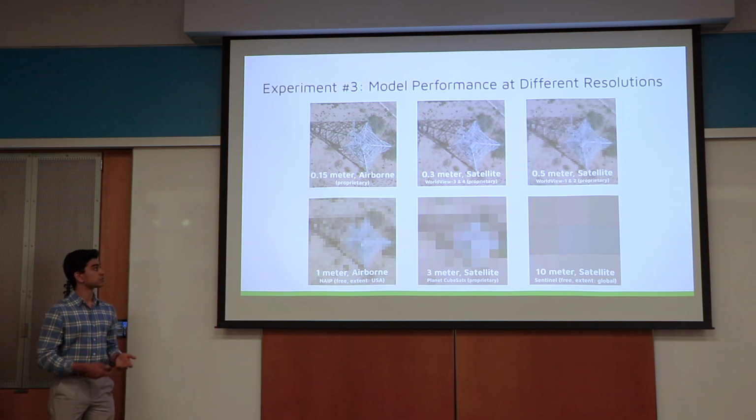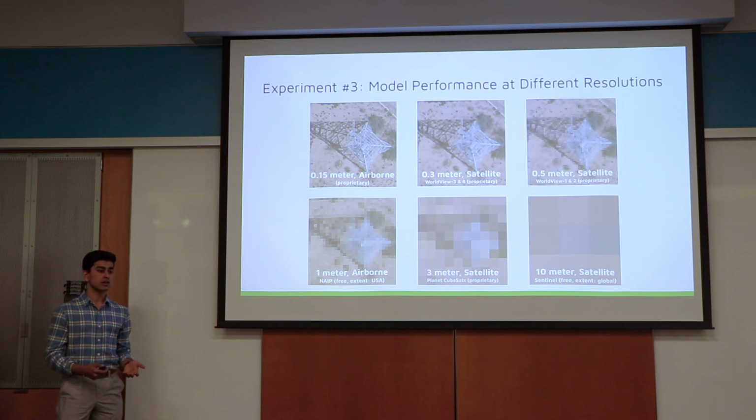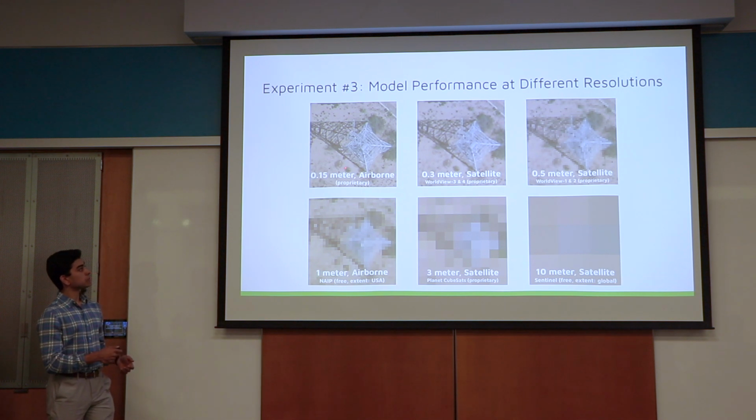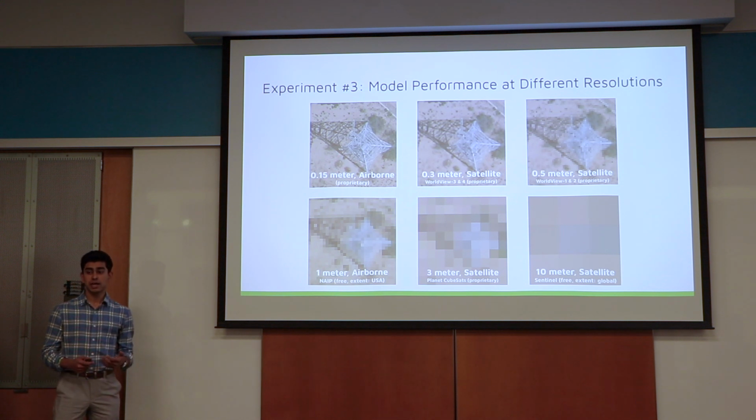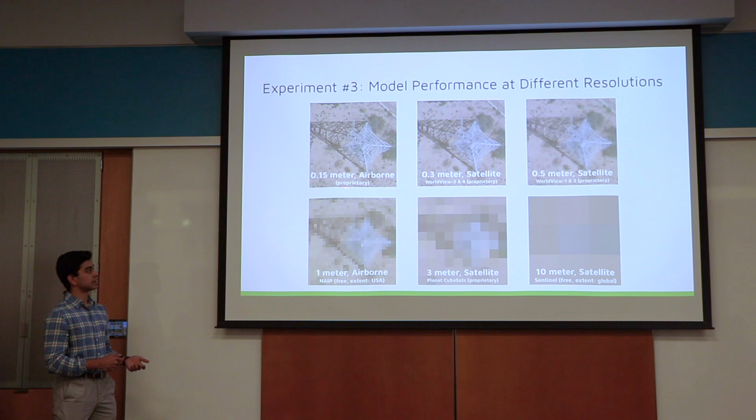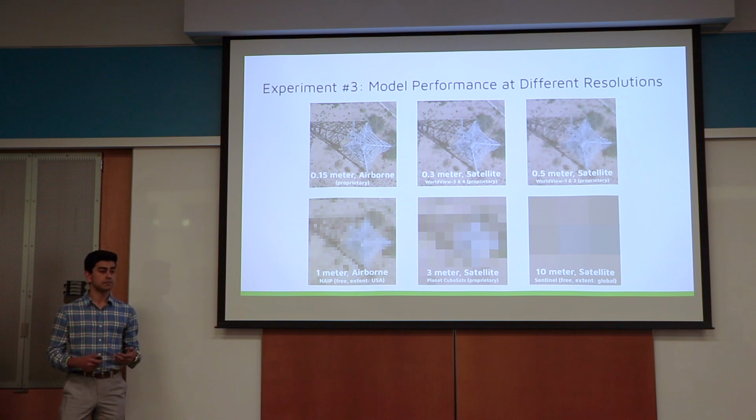The important thing to note for each of these pictures is how exactly each of the images were captured and how easy they are to access. For the 0.15 meter data, this type of data is only available if you capture it from an airplane. So you need to fly very expensive equipment over a location and capture it that way. And of course, that type of imagery is very proprietary. Similarly with 0.3 and 0.5 meter data, you can access that data through satellite imagery, but once again, that's proprietary data that's very expensive to obtain from a very select number of sources.